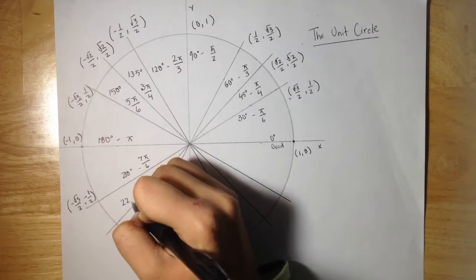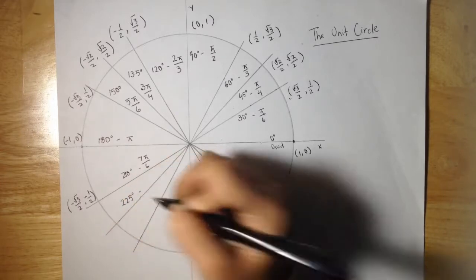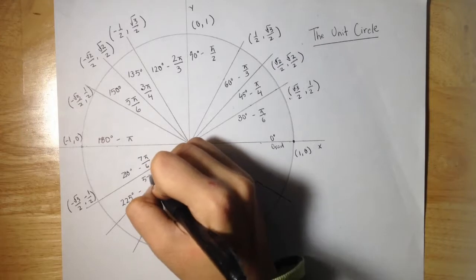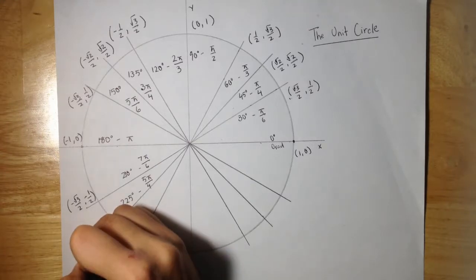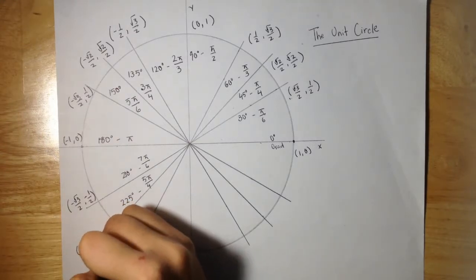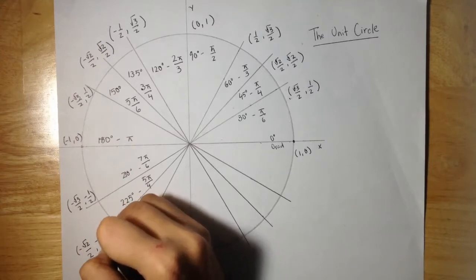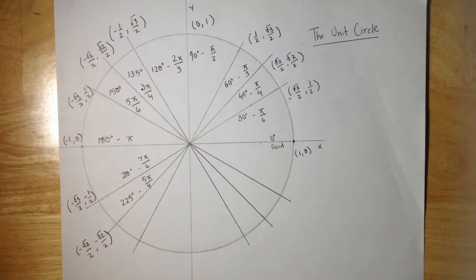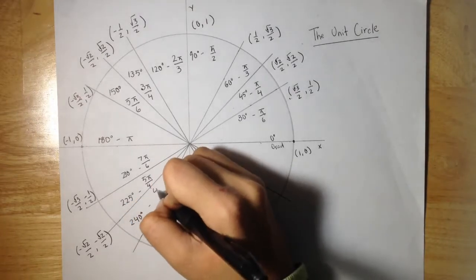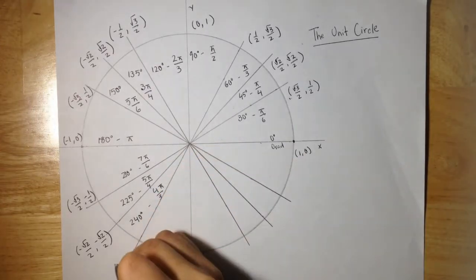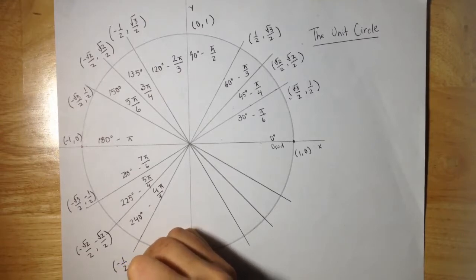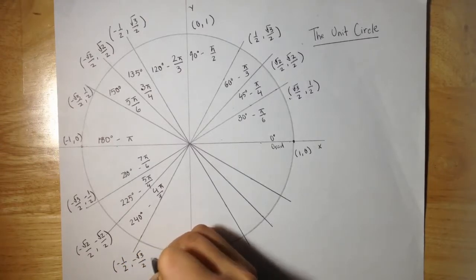Then we have 225 degrees, which is 5 pi over 4 radians. The coordinates are negative radical 2 over 2, negative radical 2 over 2. Then we have 240 degrees as 4 pi over 3. Coordinates are negative 1/2, negative radical 3 over 2.